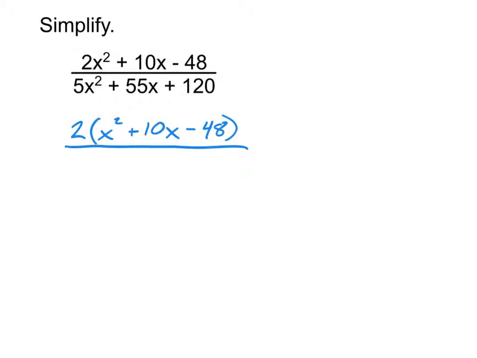It'd help if I remember to divide the 10 and the 48 by the 2 though, wouldn't it? And so that would actually be a 5x and a 24. There we go. And then on the bottom, notice there, I can actually divide all those by 5. So do that. Start by pulling the 5 out of that quadratic.